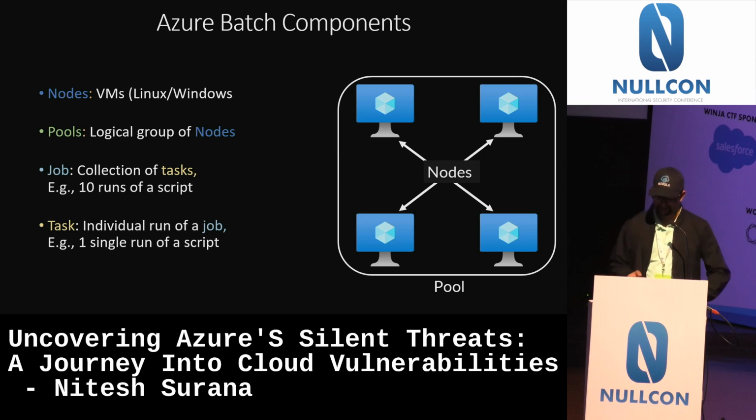So compute nodes are basically Linux or Windows-based virtual machines. A group of nodes is called a pool. The group of nodes is basically where you have a couple of VMs in the same pool, so that's like a logical container. Then you have something called a job. A job is a collection of tasks that are run on a pool, and a task is the individual unit of computation for a job. So you can think of tasks as commands executed on nodes that are in a pool. And for each task, you can actually monitor and download the output logs of the tasks.